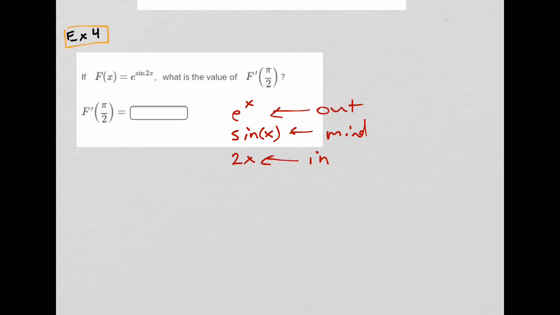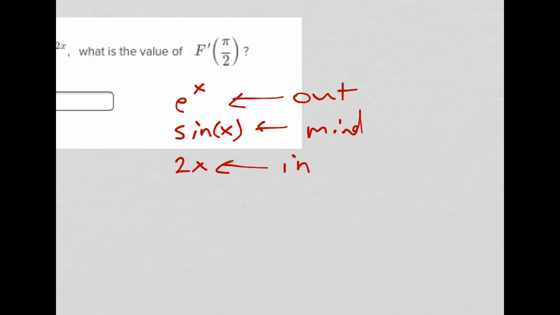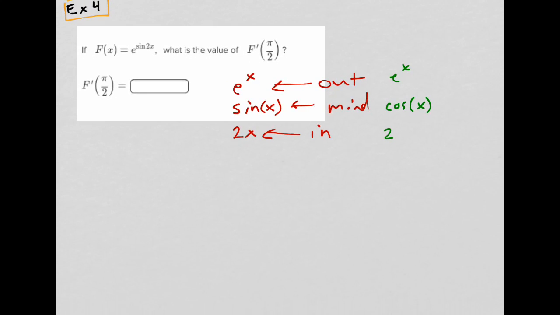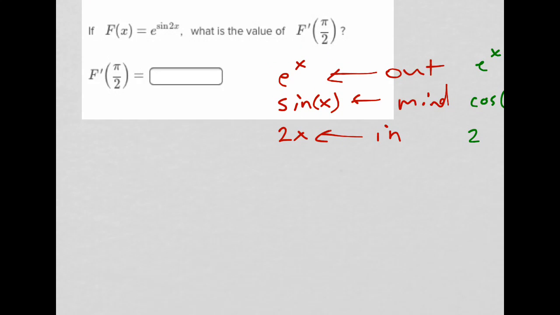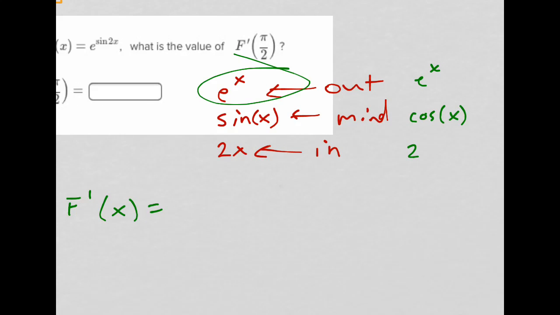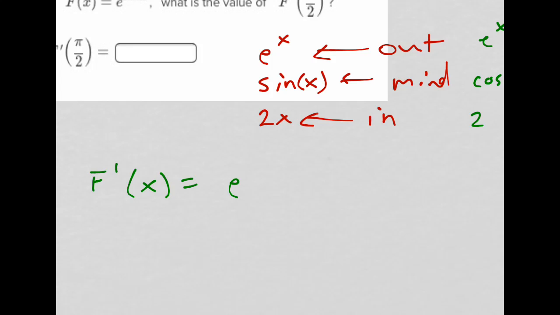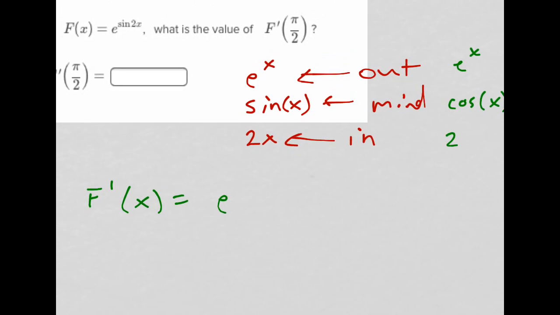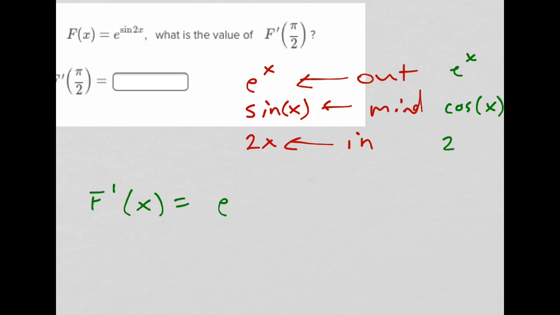Okay. Derivative of e to the x is just e to the x. Derivative of sine is cosine of x. Derivative of 2x is 2. Well, that's very nice. That means f prime of x, well, derivative of the outside, that's e to the x, with the inside the same. So that's e, normally to the x, but we don't have an x. What do we have? We have sine of 2x.